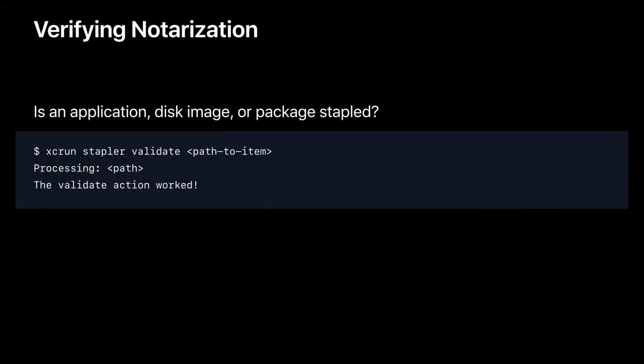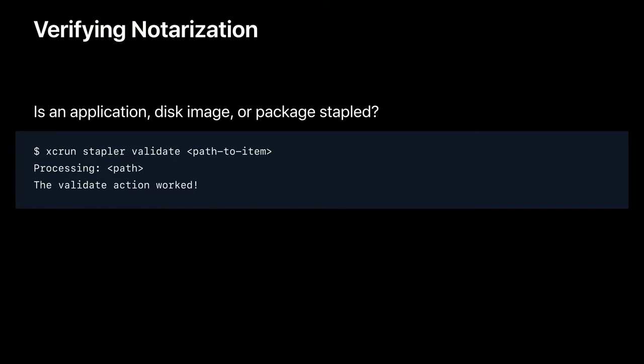Now, after you staple, the next step is to verify that everything was successfully notarized. And this step varies a little bit based on what you want to verify. But the first thing is simple. If you really just want to check that something has been stapled, you can use the stapler tool again. Here you can see the stapler tool with the validate command to check that an item has been properly stapled.